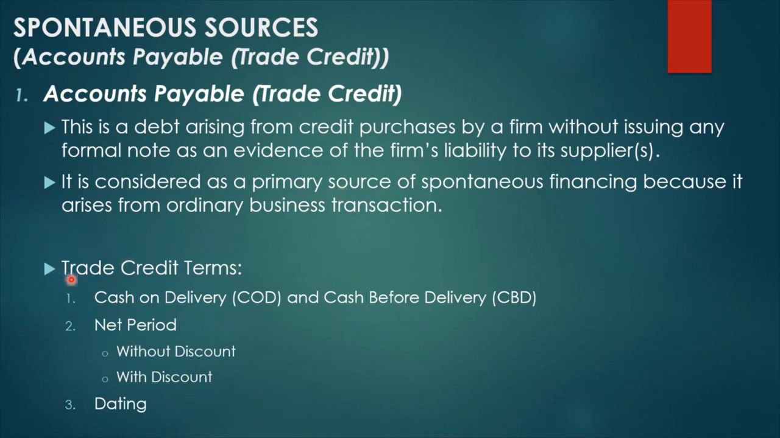Now, considering the trade credit terms, siyempre, pag mag-avail ka ng trade credit, mayroong mga stipulations o mayroong mga conditions na kailangan bago ka yan papayagang maka-avail ng trade credit, bago ma-satisfy or ma-close yung transaction. Ito, mga trade credit terms: cash on delivery and cash before delivery, net period, without discount or with discount, and dating. Ito mga trade credit terms na usually stipulated or under conditions para ma-avail mo yung trade credit na ino-offer ng supplier or ng pinagbilhan mo.